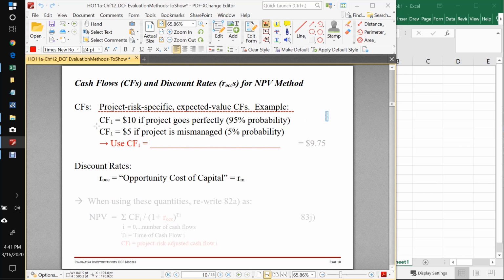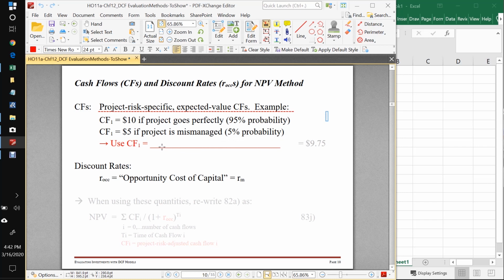So for example, this is very similar to something that we did in the last chapter. We could say cash flow 1 is what's contractually promised. It's $10. It's what we're going to get if the project goes perfectly. We assign, after a lot of work, after maybe 2 days worth of work, we say, we think there's a 95% probability of that happening. Okay, and on the other hand, we think there's a 5% probability of getting 50% of that. If there is a problem with mismanagement, we believe we'll only get $5, but we do assign that a very low probability.